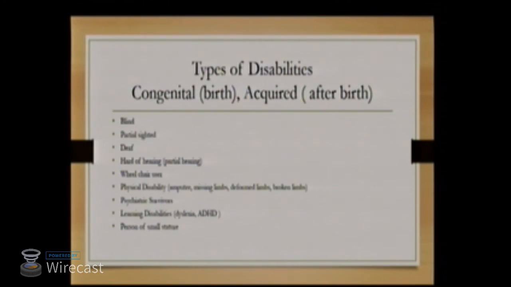So just a brief look at the types of disability that we have to deal with. These are just some of the types of disabilities, and students with these types of disabilities exist here in USP.